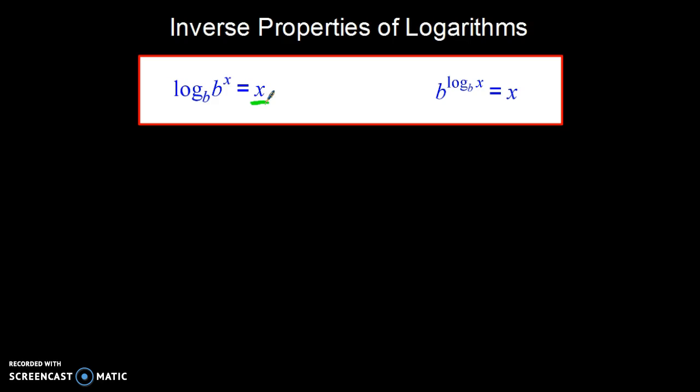The less obvious one, I think, is going the other direction, which says that b raised to the log base b of x is also just x. This still makes sense because these are inverse functions, so when I apply them one right after the other, they will cancel each other out. That's a little simplistic of an explanation, but that's pretty much what's going on here.